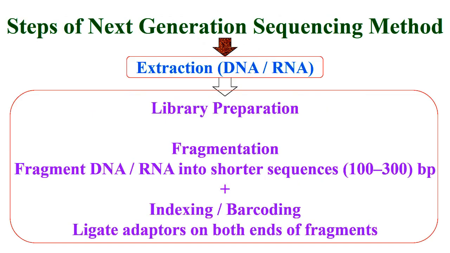So, the next-generation sequencing method initiates with DNA or RNA extraction. And library preparation, in which, in the process of fragmentation, DNA or RNA is fragmented into shorter sequences, and adapters are ligated to both ends of the fragments in the process of indexing or barcoding, as mentioned in the next slides.